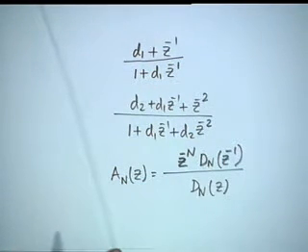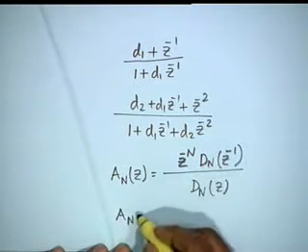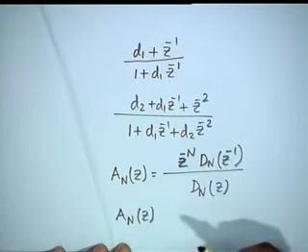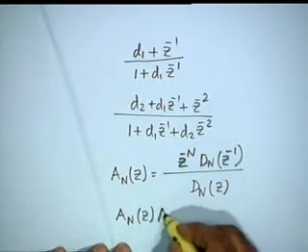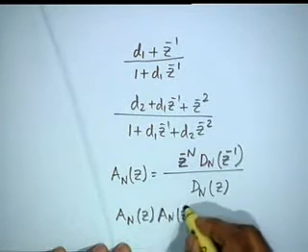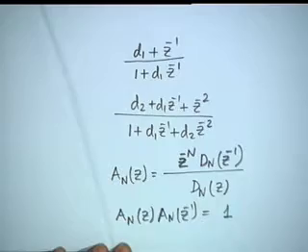Obviously, this is written in such a form that the magnitude is normalized to unity. The magnitude of An of Z inverse is equal to 1. Magnitude is normalized to unity.